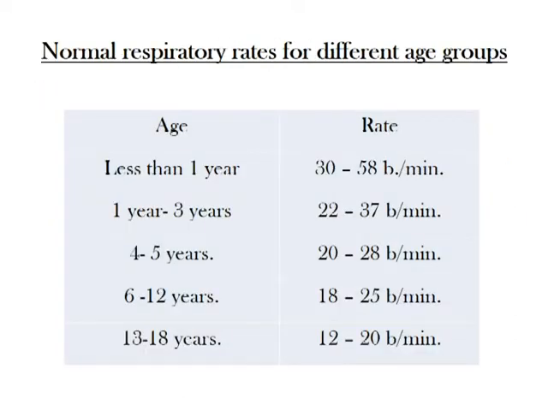Normal respiratory rate for different age groups. Age less than 1 year, 30 to 58 breaths per minute. 1 year to 3 years, 22 to 37 breaths per minute. 4 to 5 years, 20 to 28 breaths per minute. 6 to 12 years, 18 to 25 breaths per minute. 13 to 18 years, 12 to 20 breaths per minute.